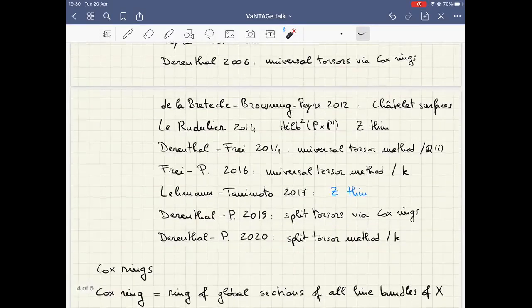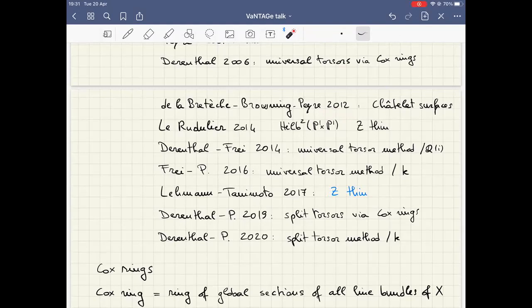Another groundbreaking paper that uses torsors and the universal torsor method for Manin's conjecture is this paper from 2012 by de la Bretèche, Browning, and Peyre. Oh, I forgot all the accents here. At least one here. So this is a paper about del Pezzo surfaces. If you want to study torsors and the universal torsor method, this is also a fundamental paper to look into.